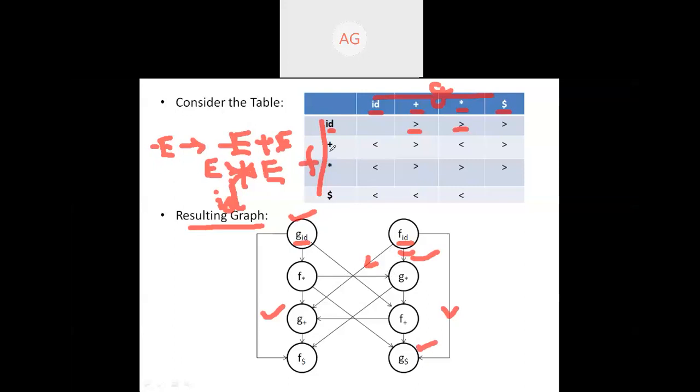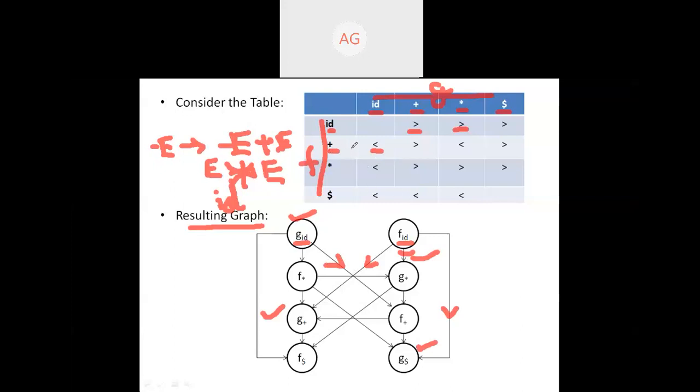So in the second row, we need to draw the relation between the F plus and the GID. As you can see, F plus is less than GID. So in that case, we need to draw the edge from the GID pointing to F plus. Where is GID? GID is here. So we need to draw an edge between GID and F plus. So the direction of the edge is from GID to F plus. In this way, we are drawing all the edges.